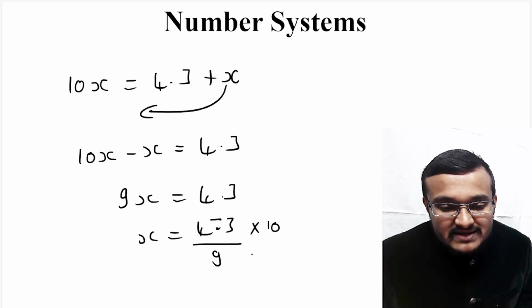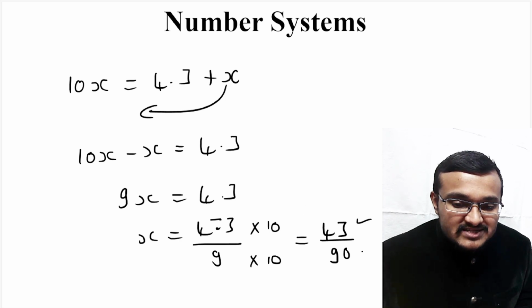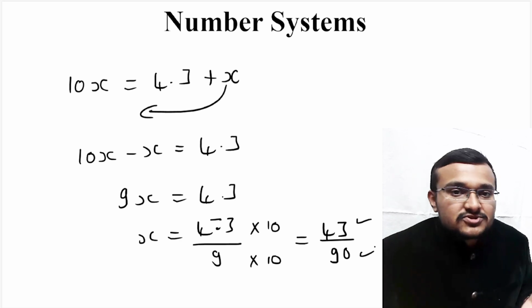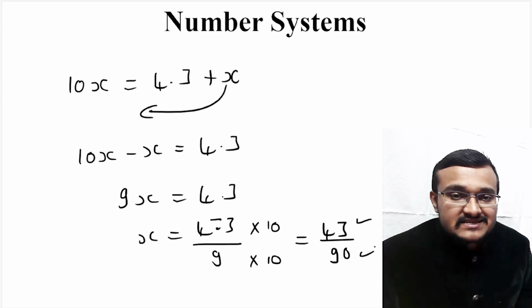You can multiply 10 to both numerator and denominator. So this 4.3 becomes 43 and 9 becomes 90. Here also you can see 43 is an integer, 90 is an integer, and the denominator is not equal to 0. So this is a rational number.